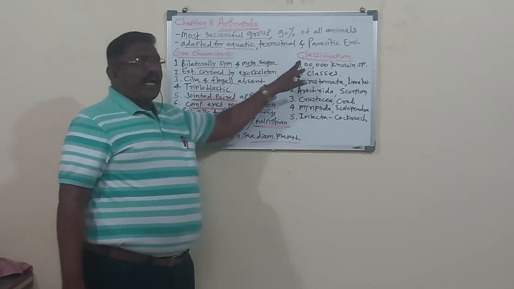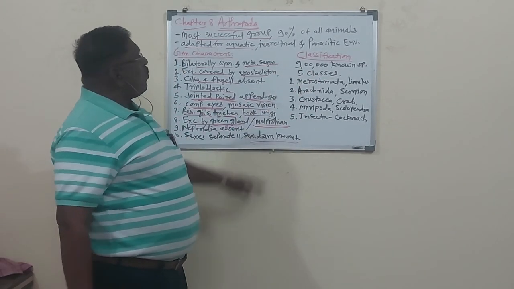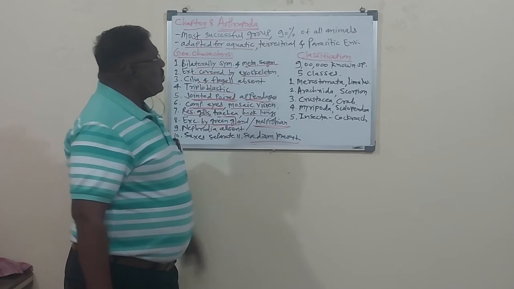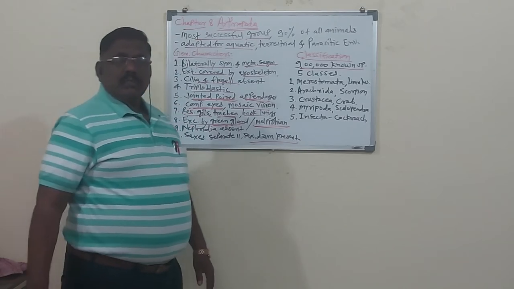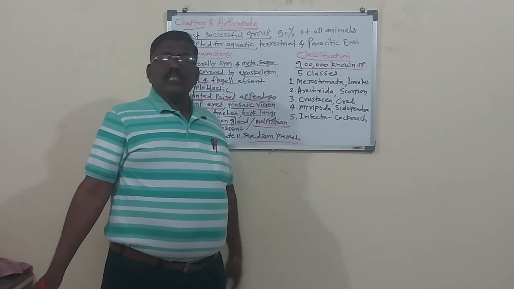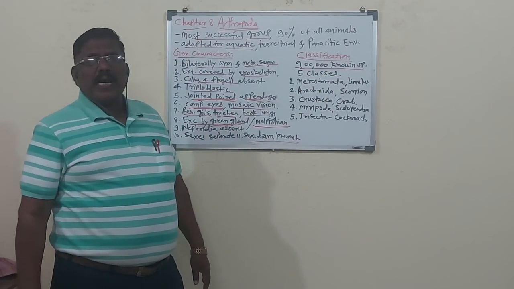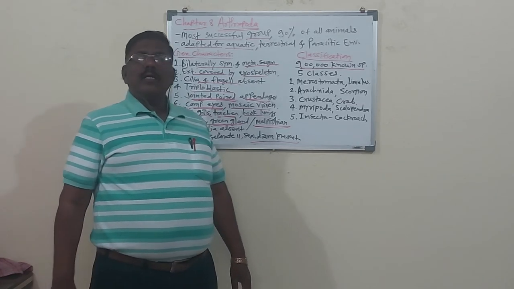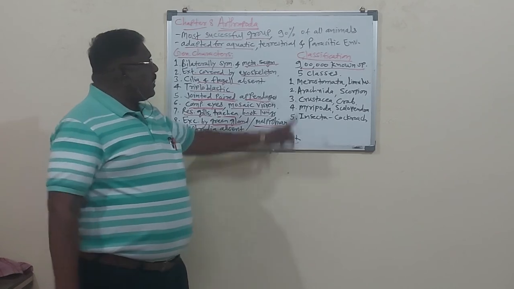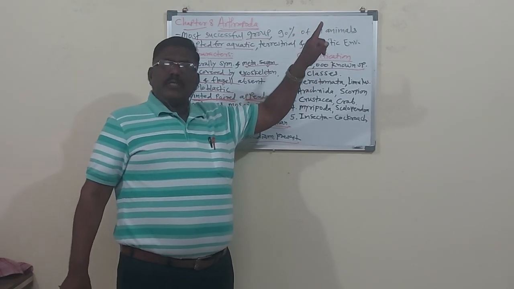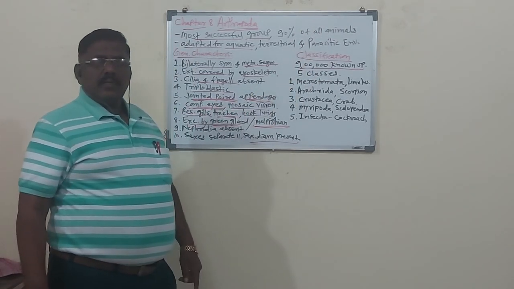Now we will study the classification. So Arthropoda animals have 9 lakh known species. Species means different animals, different varieties of the Arthropoda phylum. Arthropoda phylum che vegvegle animals. Ase 9 lakh vegvegle animals Arthropoda phylum che ahe.